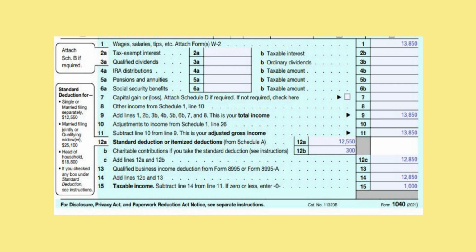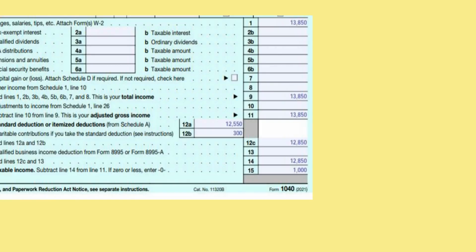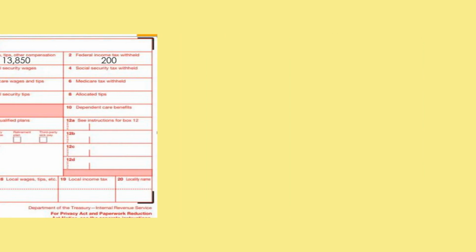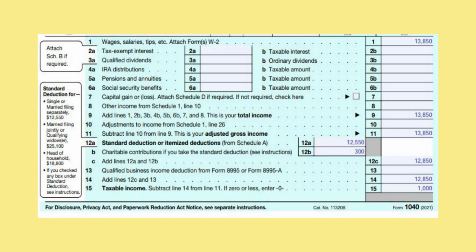On line 1, put your wages. You can find this information in box 1 of the Form W-2 from your employer. As you have no other income, carry that amount down to line 9. And down to line 11 as you have no adjustments to income. On line 12A, put your standard deduction.